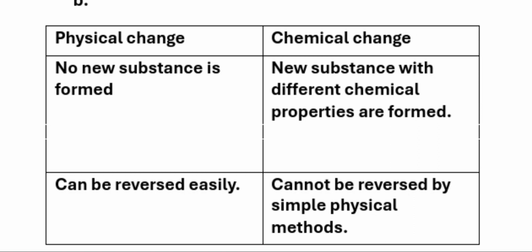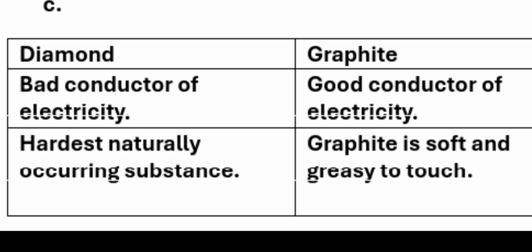The second point is, in a physical change, we can reverse the product back to the reactant. But in a chemical change, the product once formed cannot be reversed by simple physical means. The next pair is diamond and graphite. Diamond is a bad conductor of electricity, whereas graphite is a good conductor of electricity. The second point is about the nature. Diamond is the hardest naturally occurring substance, whereas graphite is soft and greasy to touch.